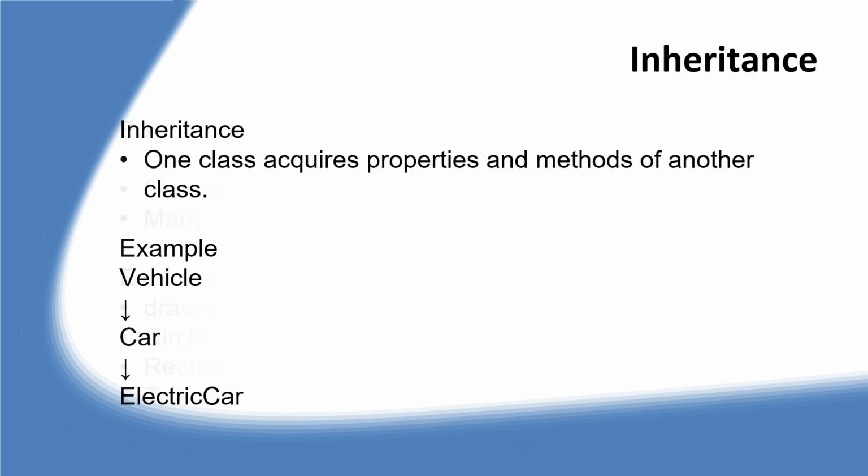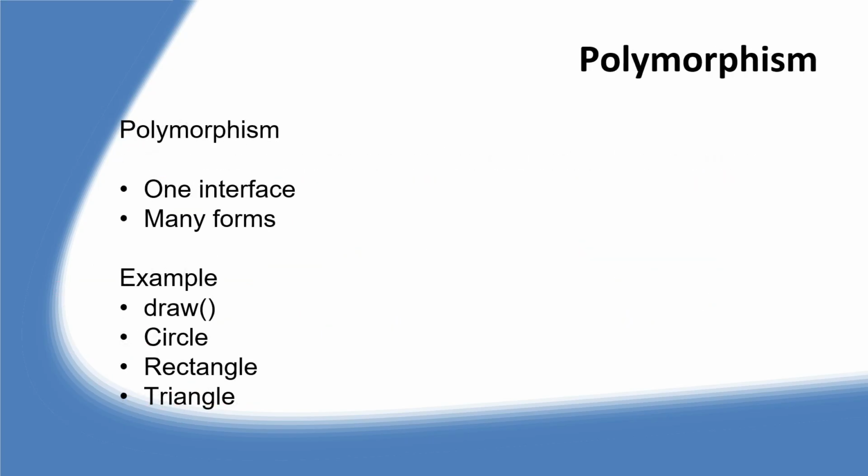So let's move to polymorphism. Polymorphism means many forms. Poly means many, and morphism means forms. Many forms. You can think of polymorphism as one interface with multiple implementations.